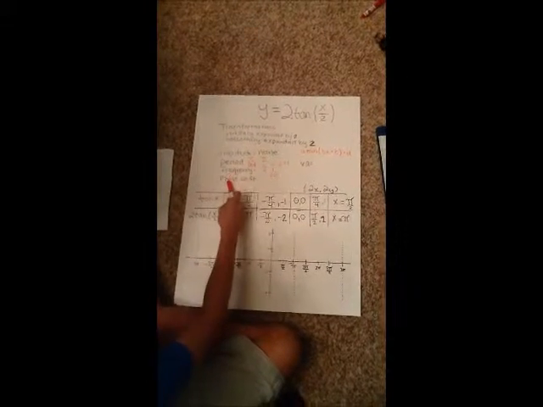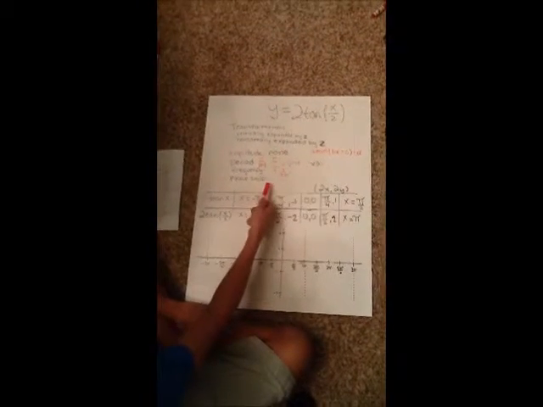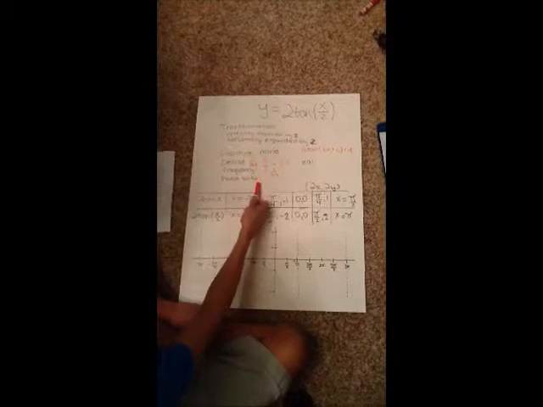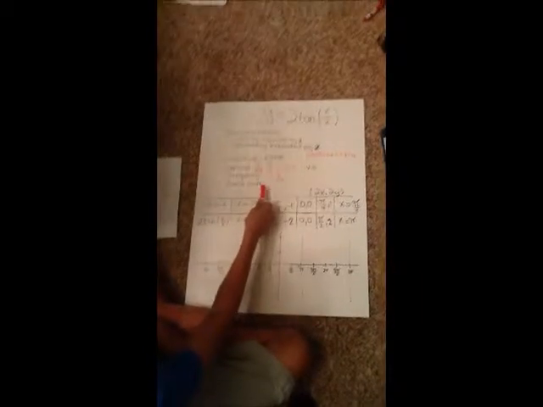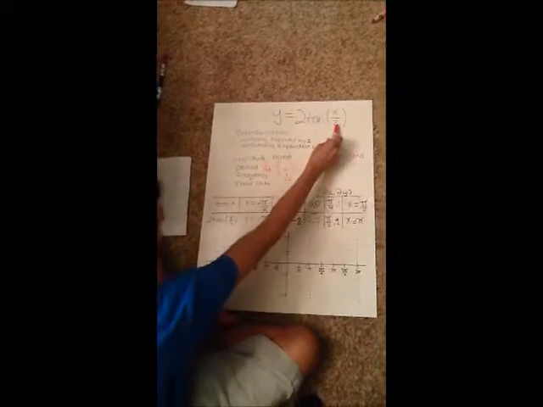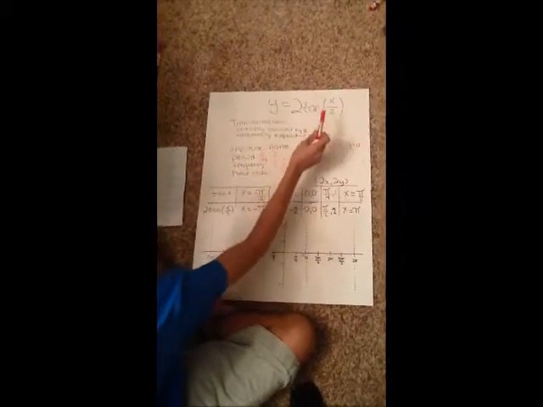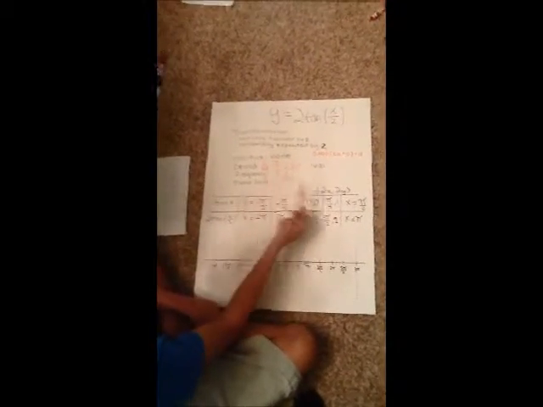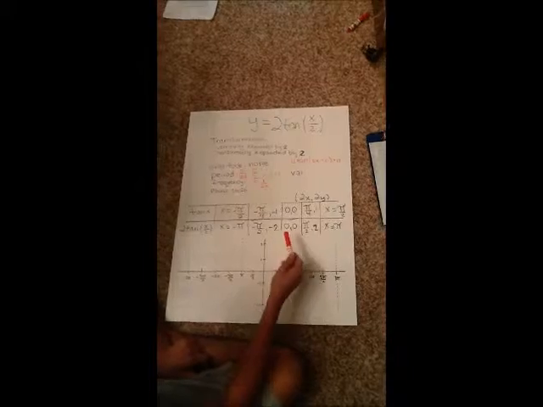Alright, now we need to find your phase shift, but there is no phase shift. Why is there no phase shift? If you see in this formula, we don't have a c to this function. So therefore there is no phase shift because there is no c. Okay. So now we're ready to start finding our points.